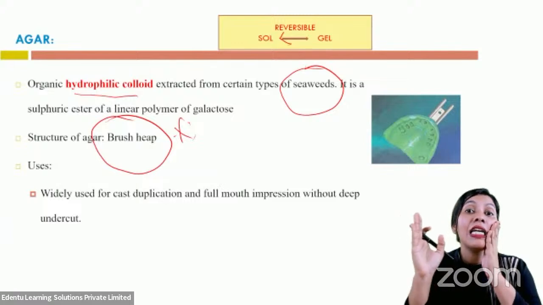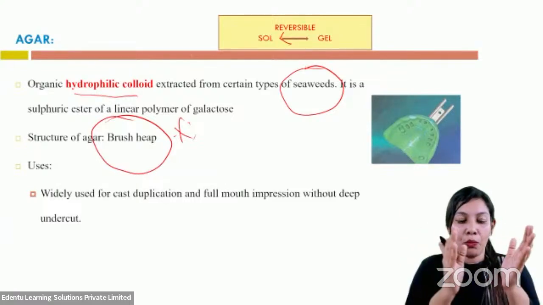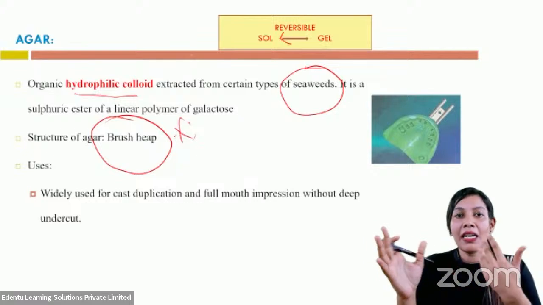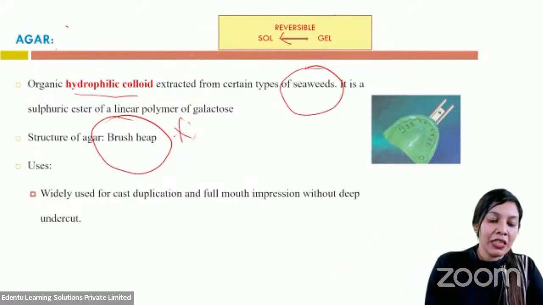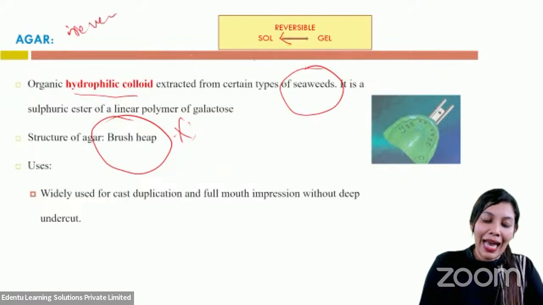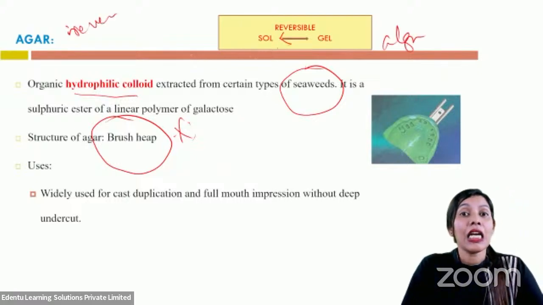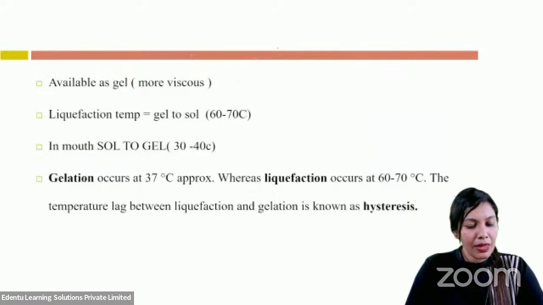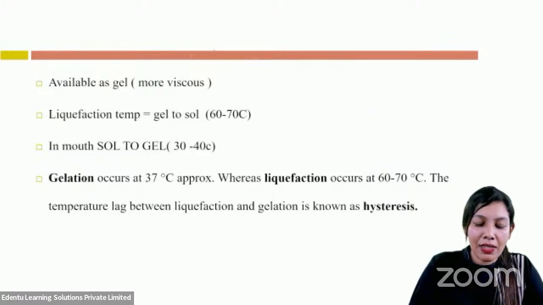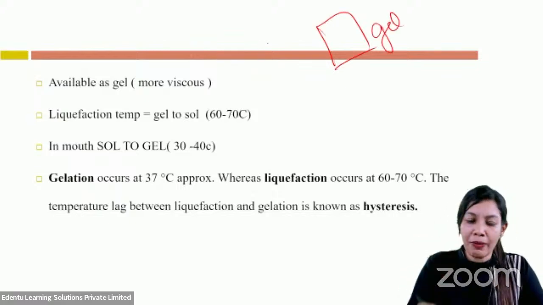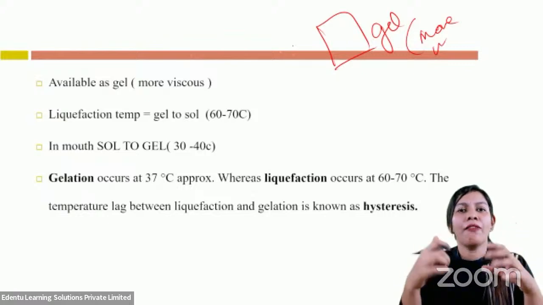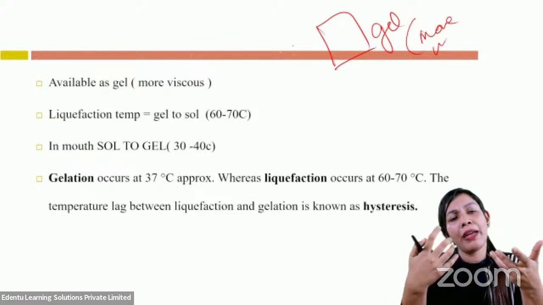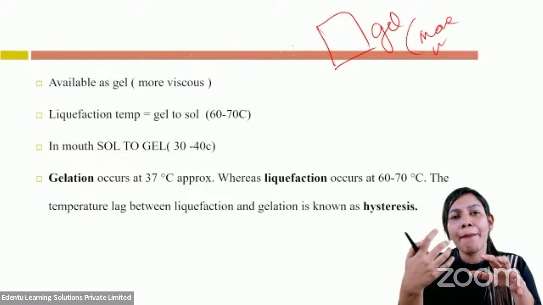Alginate is an irreversible hydrocolloid. Actually, it can move from solid to gel, but it cannot come back. So agar is a reversible hydrocolloid, and alginate is an irreversible hydrocolloid. Agar is normally in a gel form, like a jelly. It is more viscous, right? So more viscous means what? Will we be able to take an impression?